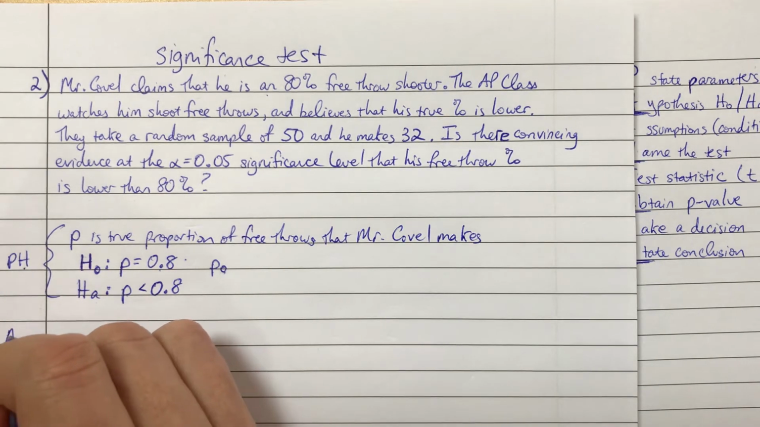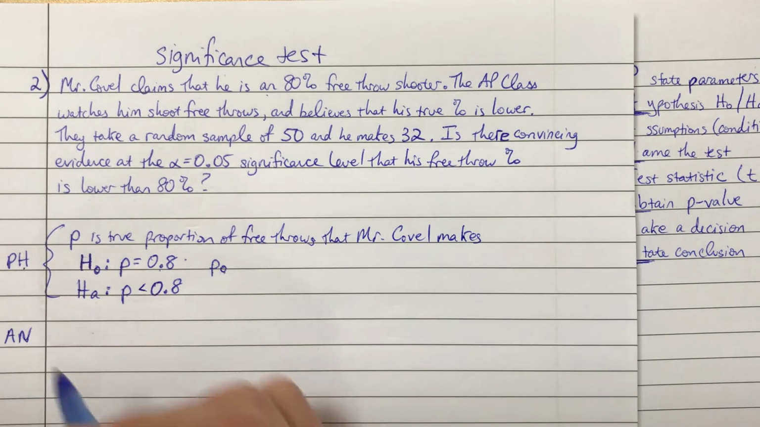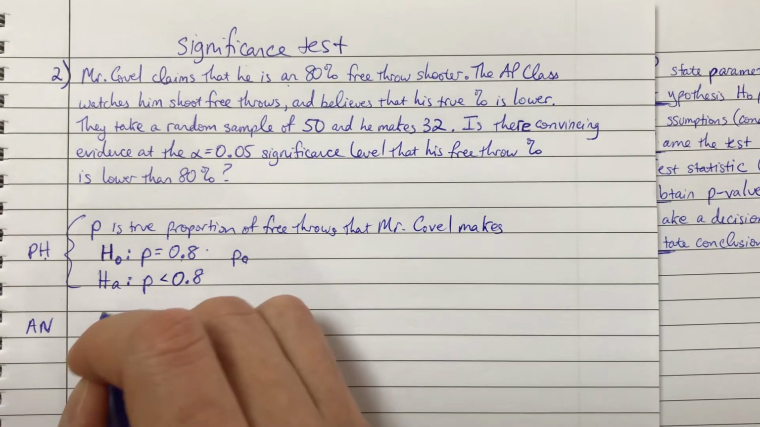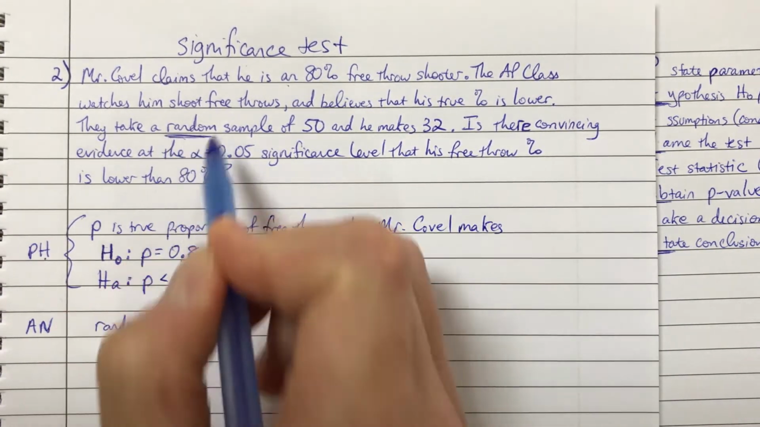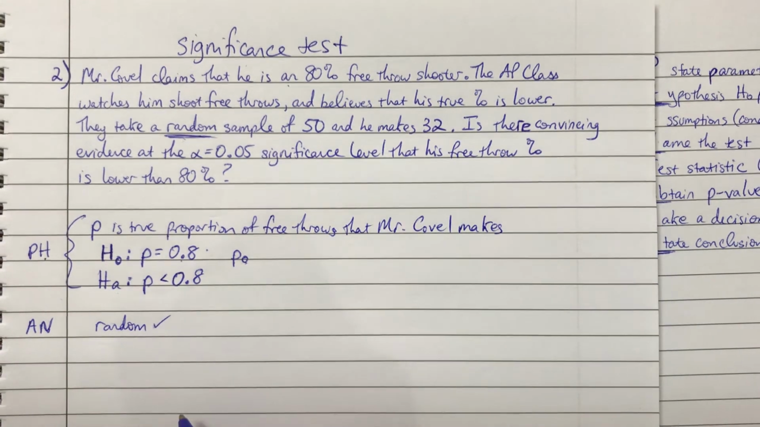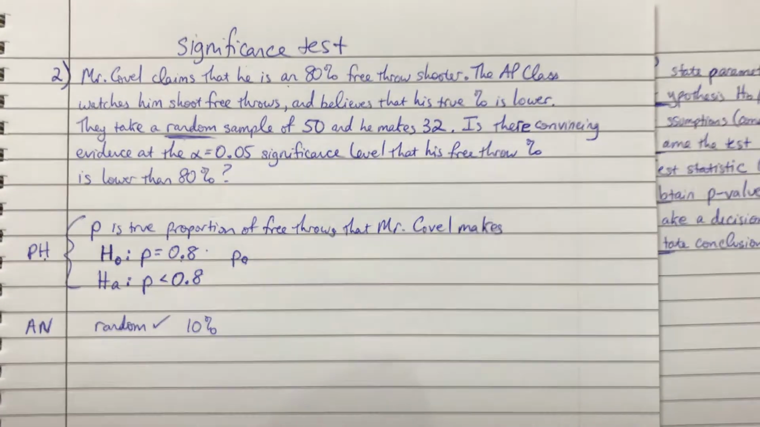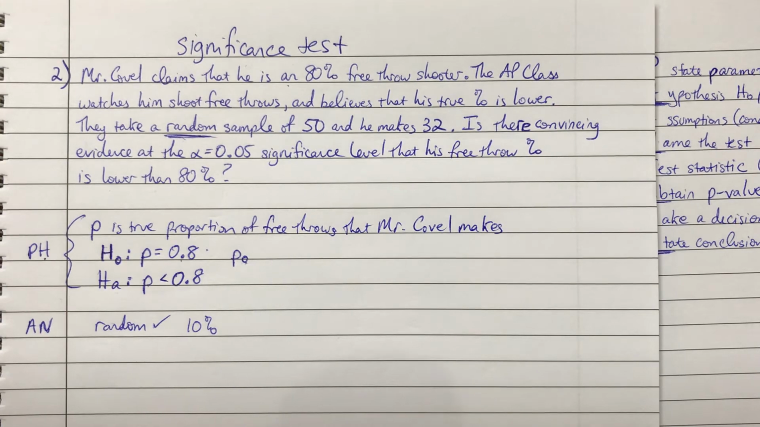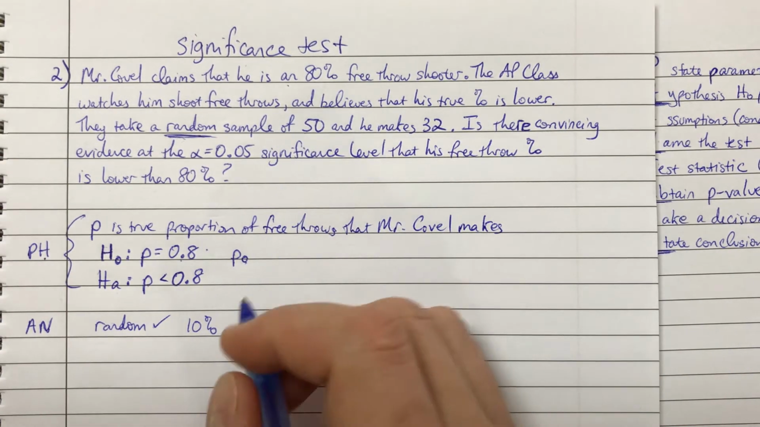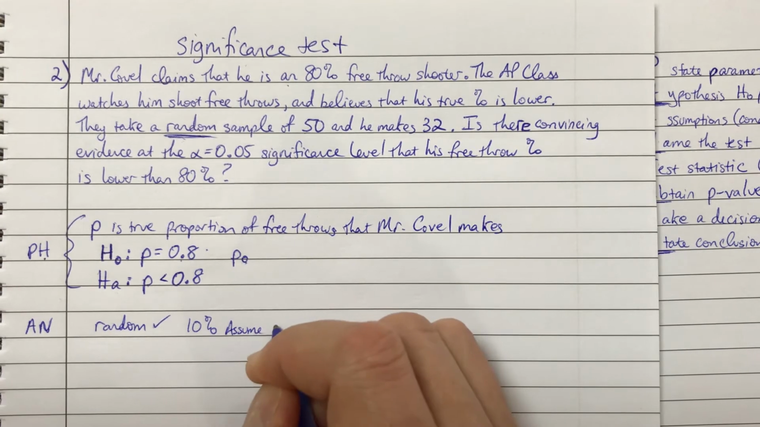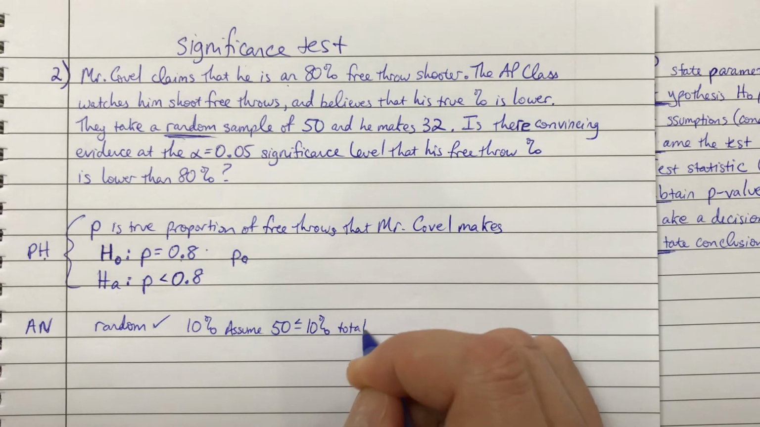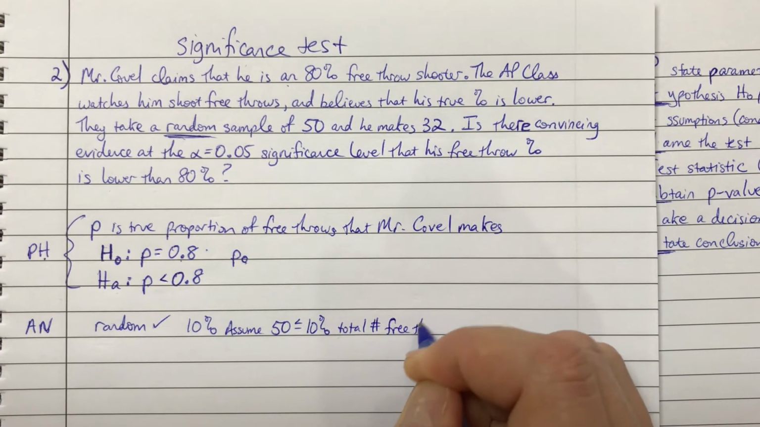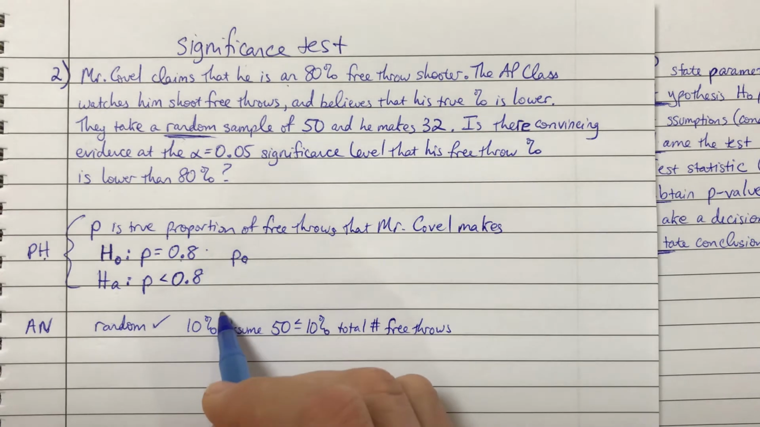The next part of this is AN. Now, A is the assumptions. So the assumptions, we have to look at the conditions. The first one, is it random? And the answer to that is yes. They tell us it is a random sample. Is it 10%? Does the 10% rule of independence work? Well, let's assume that 50 free throws is less than or equal to 10% of his total number of free throws. So 10%, we will say yes.